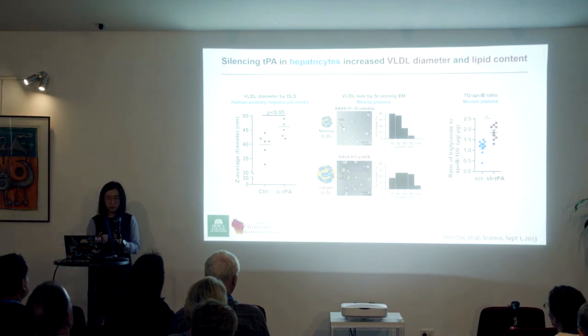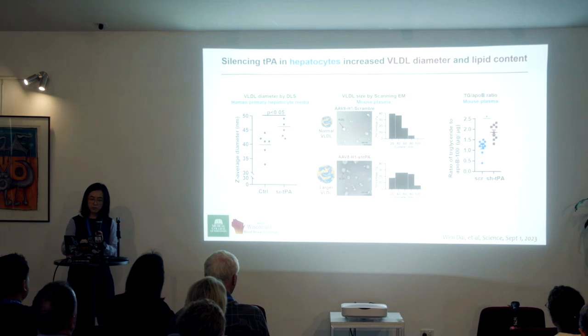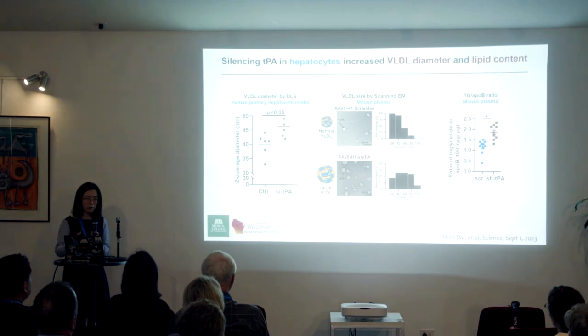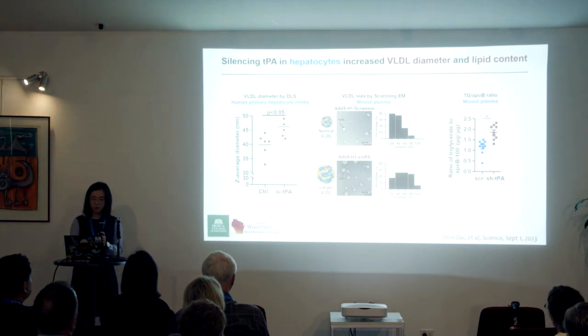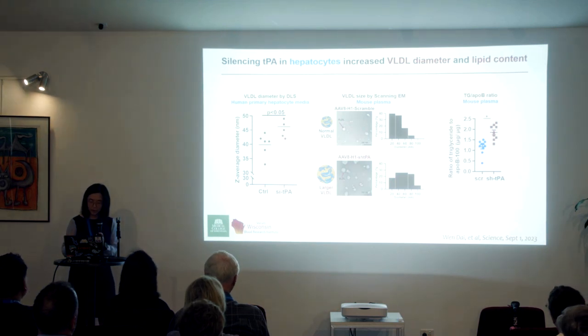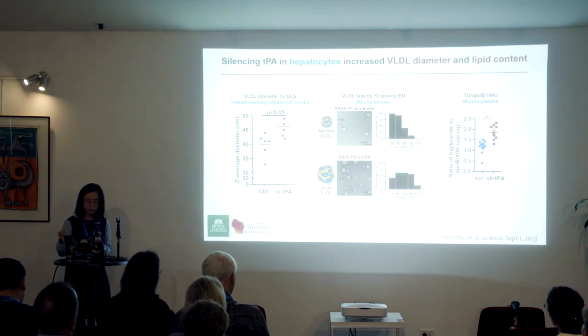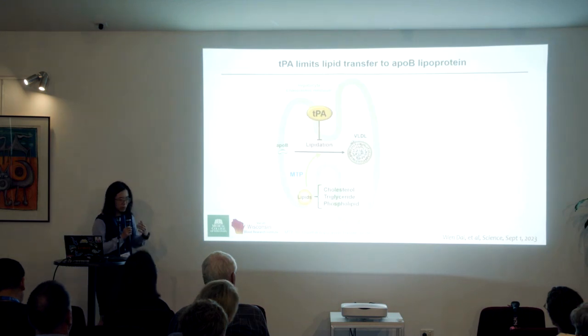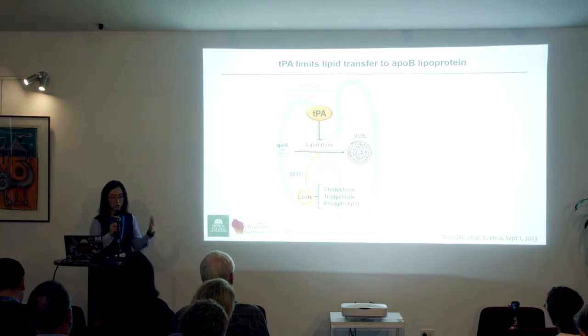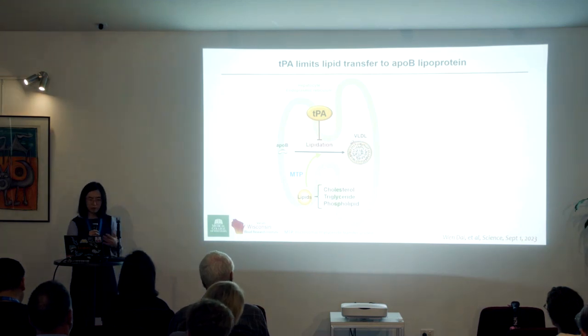Triglyceride is the most abundant lipid in the VLDL particle, and there is only one ApoB per particle. Therefore, we can use the triglyceride to ApoB ratio as a surrogate to indicate how much lipid per particle is in the VLDL. We found that after silencing TPA, the triglyceride to ApoB ratio is higher. All of those data suggest that there is more lipid per ApoB particle after we silence TPA in the hepatocyte. So what's the mechanism?